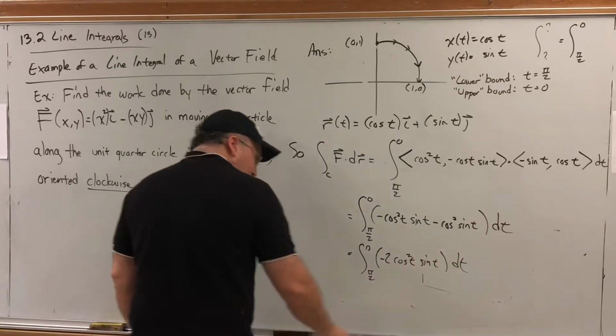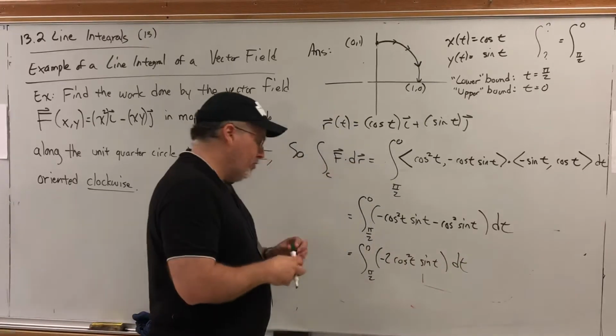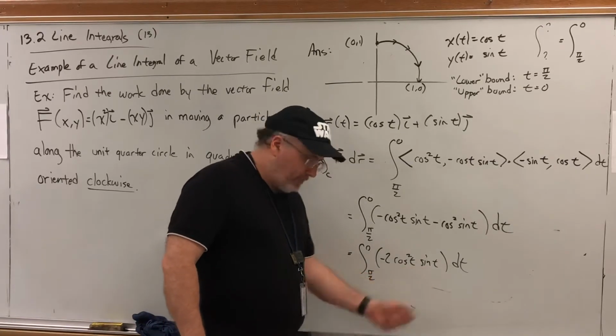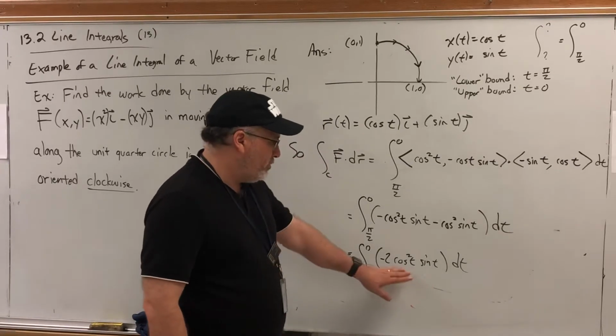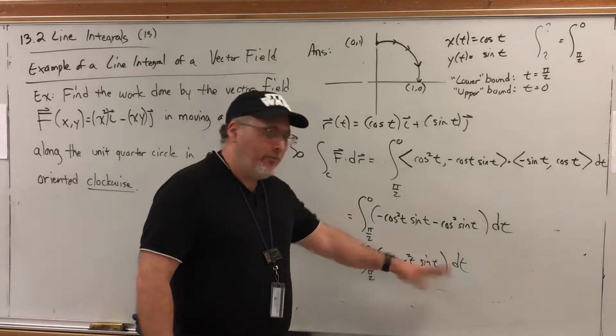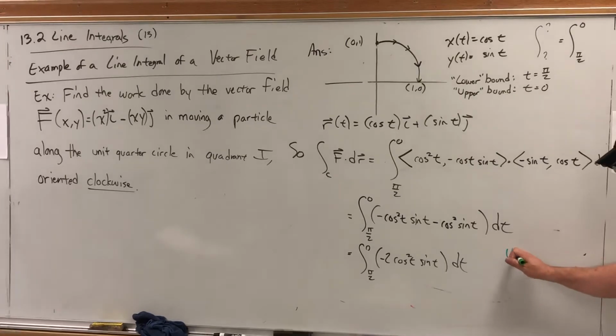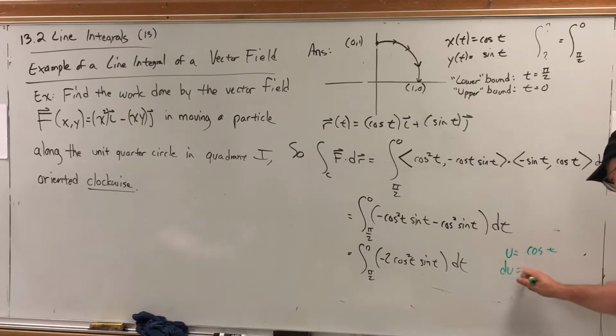This is screaming substitution. Anytime you have the integral of cosines and sines, one of them is a power and the other one's just one of them. You can always do a substitution of u equals whatever has the power. The other one will be used for the du. So let's just figure out the substitution real quick. u is equal to cosine of t, so du is equal to negative sine of t dt.